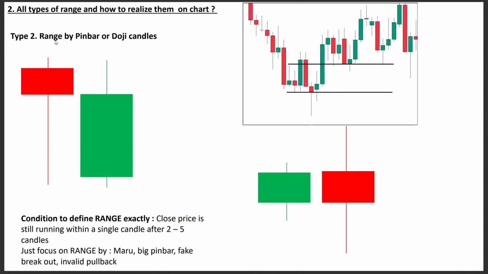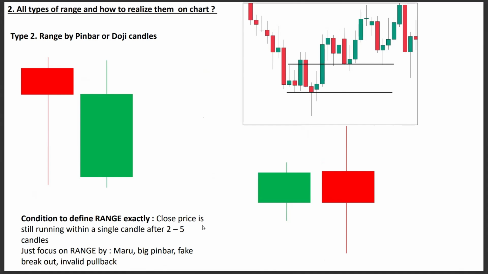Now, range by pin bar or doji candle. When a big pin bar appears in the market, it creates a range as well. You can see a big pin bar like this. This weakness created a range. And you can see that all these prices close within this big pin bar. Some close here, some open from here and came and closed inside back. So all these candles are closing within this big pin bar candle. A big pin bar candle or doji candle can also create a range in the market.